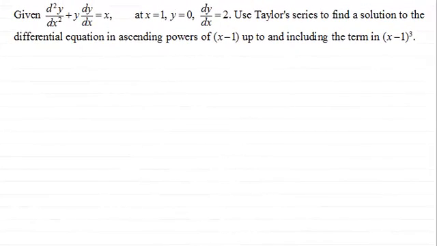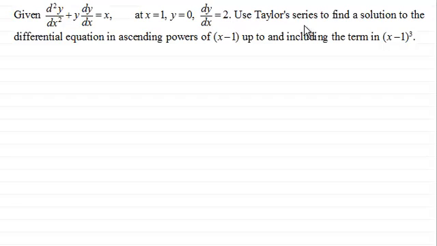Hi there. Now in this video what I want to do is demonstrate to you how you can use Taylor's series to find a solution to a differential equation. And in this example we're given that d2y by dx squared plus y times dy dx equals x. And at x equals 1, y equals 0 and dy by dx equals 2.